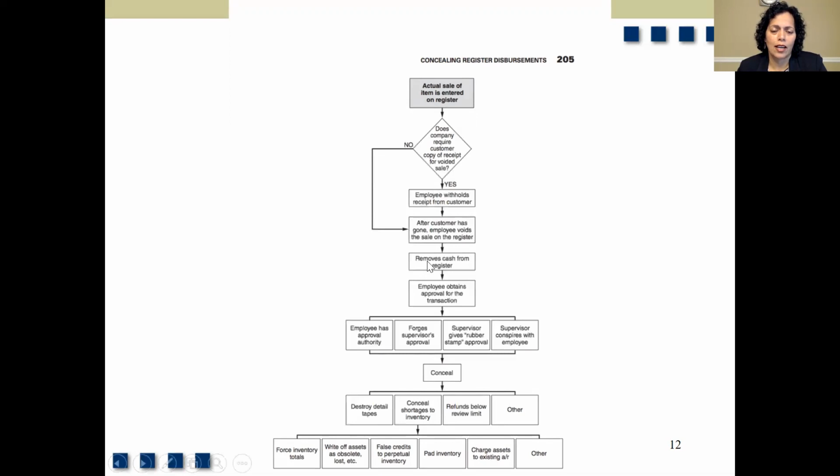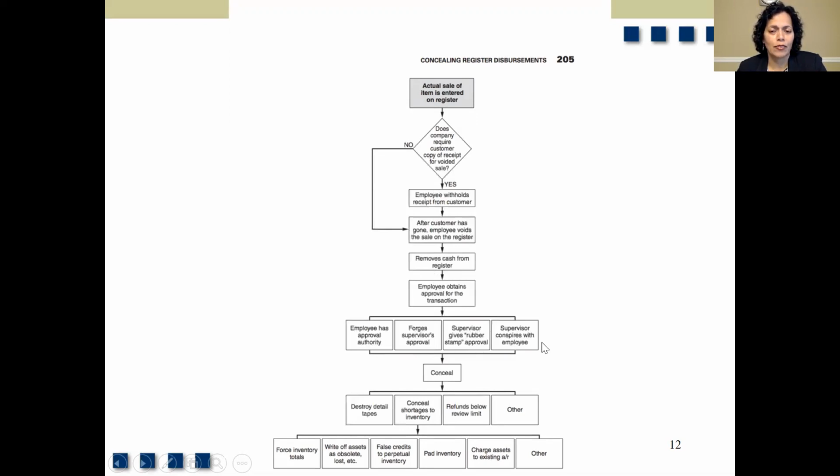If they void the transaction, they can remove the cash from the register. The employee obtains approval for the transaction. Obviously, as we have mentioned, if the employee has the approval authority, they forge the signature, or you have a rubber stamp supervisor, the supervisor is colluding with the fraudster.